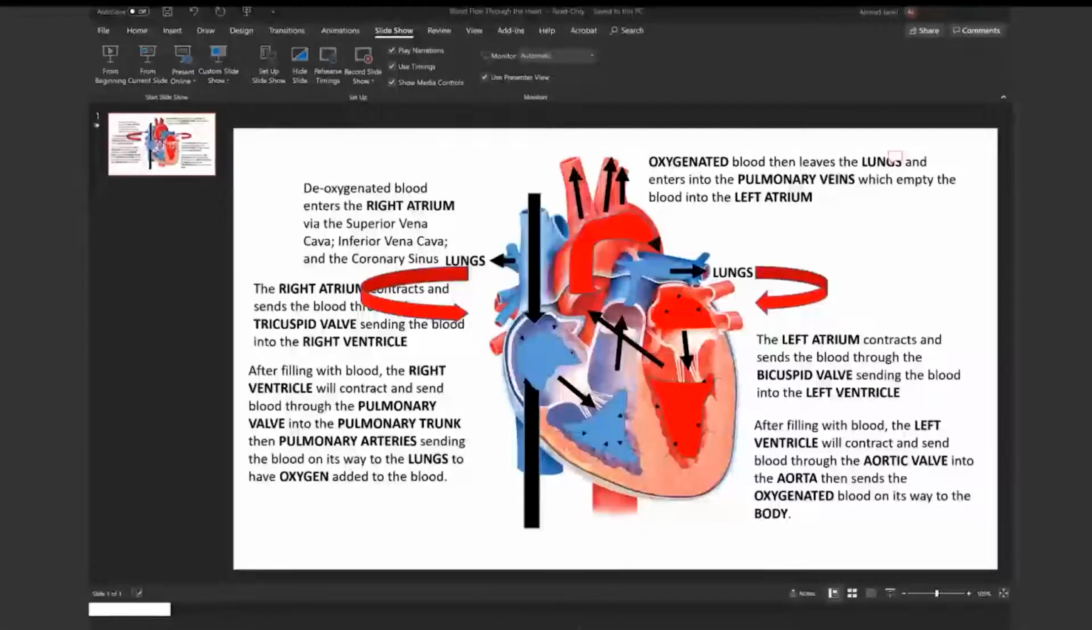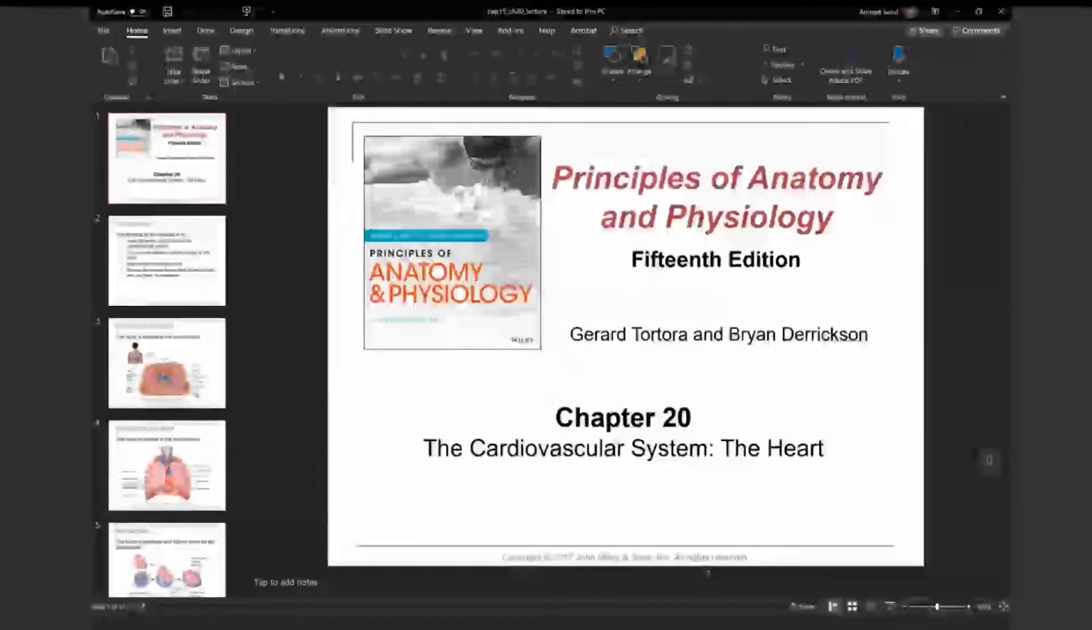All right, so let's take a look now at the cardiac cycle. Before I proceed, are there any questions on what we just spoke about?